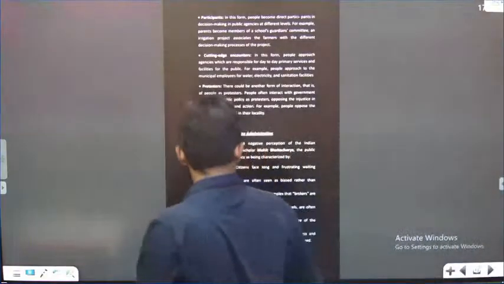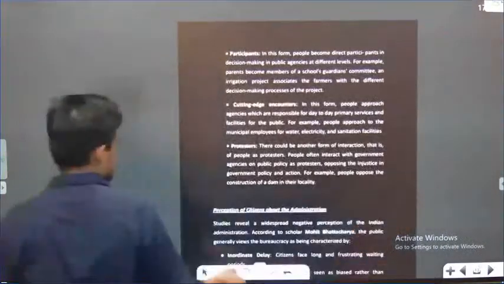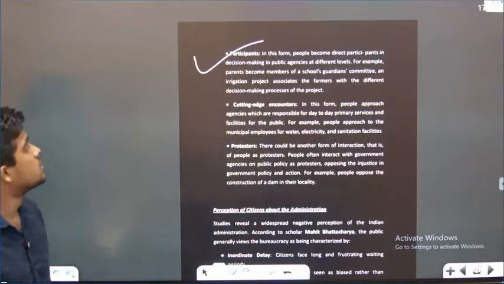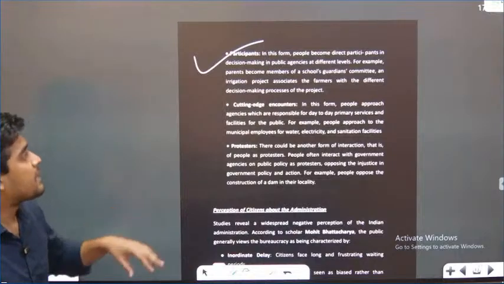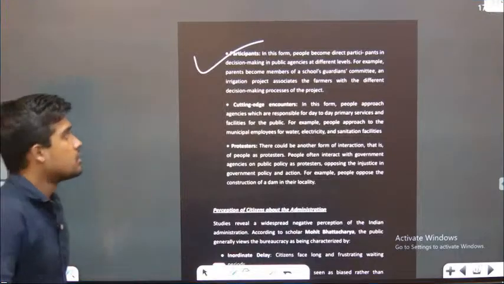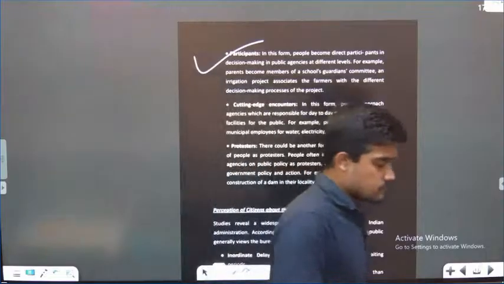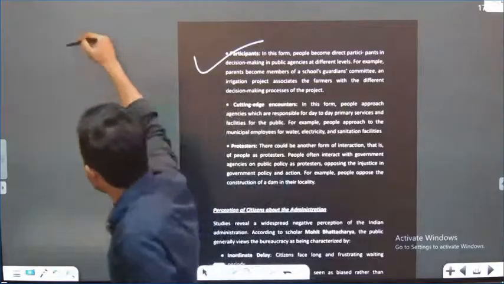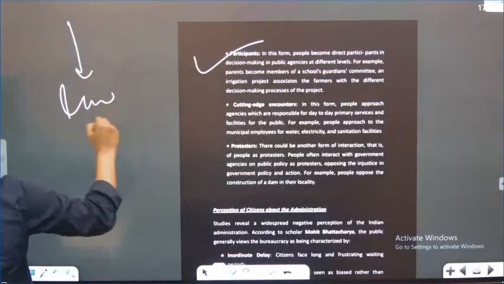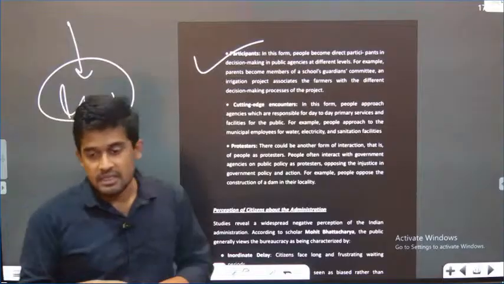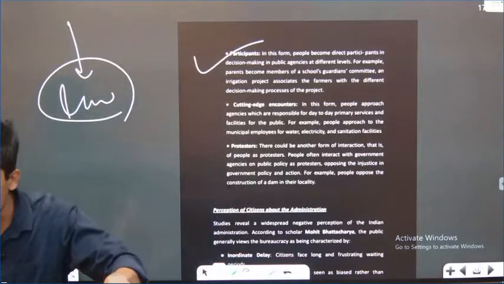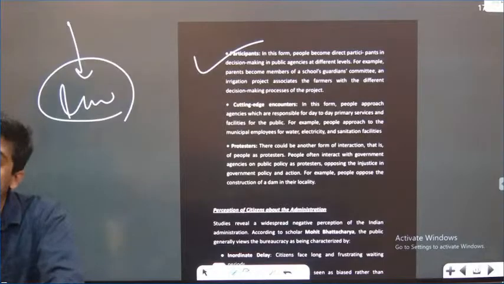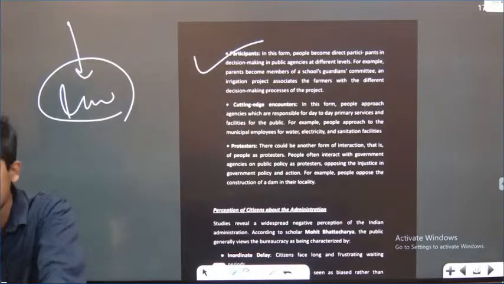Then they act as participants. In this form, people become direct participants in decision making. For example, you must have seen protests against a particular law or policy. A citizen committee is also formed, and they advise how things need to be done. So they become participants in decision making, participants in administration.